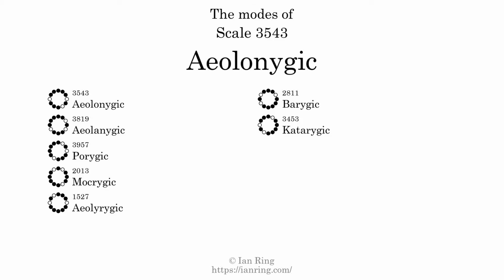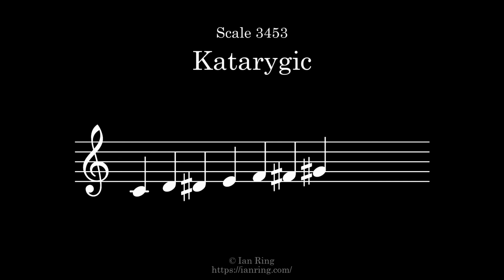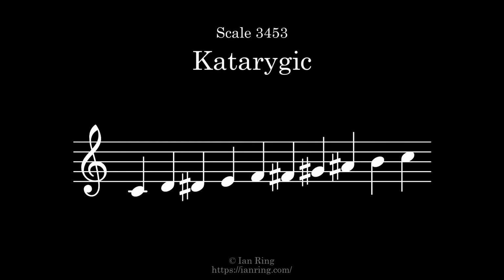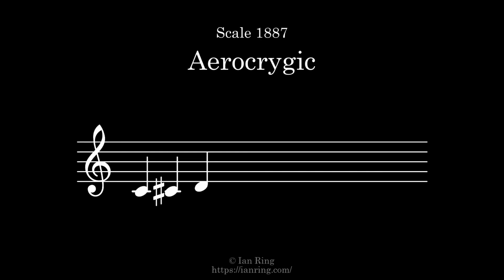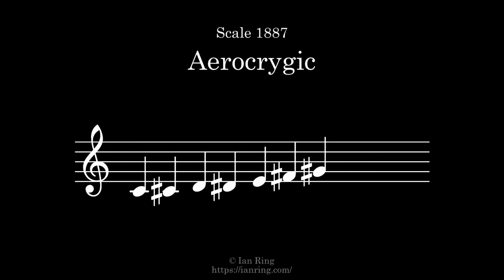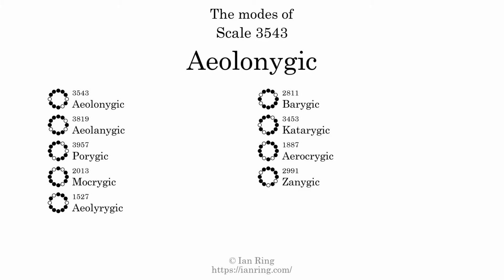The seventh mode is scale 3453, also known as Catarigic. It sounds like this. The eighth mode is scale 1887, also known as Aerocrigic. It sounds like this. The ninth and last mode is scale 2991, also known as Xenogic. It sounds like this.